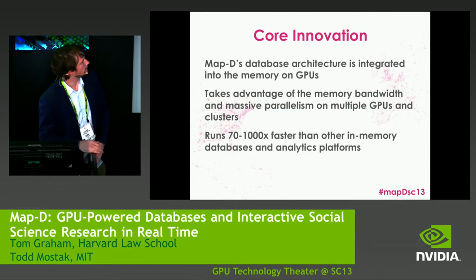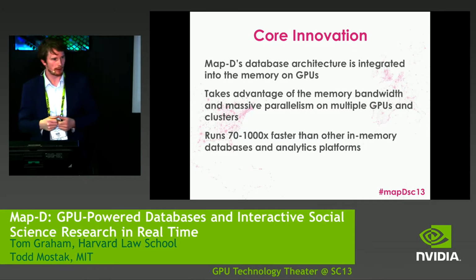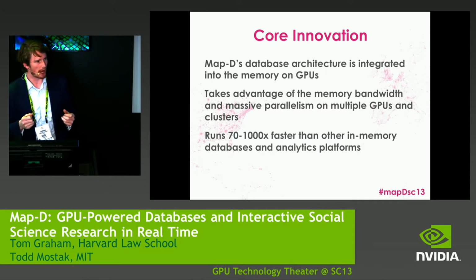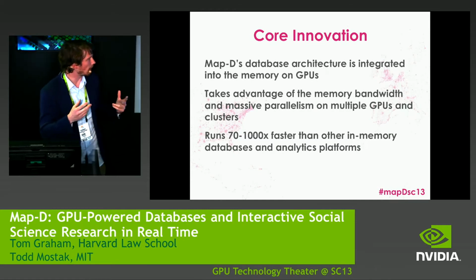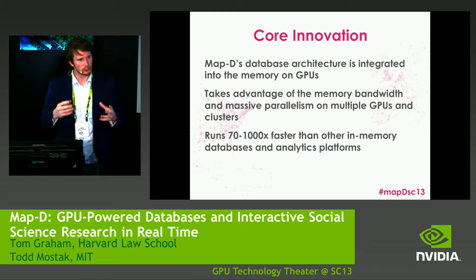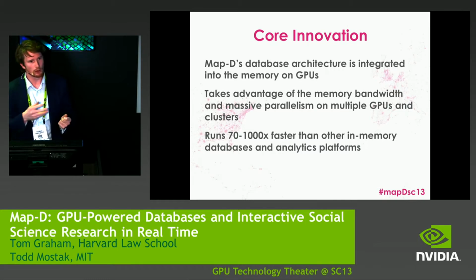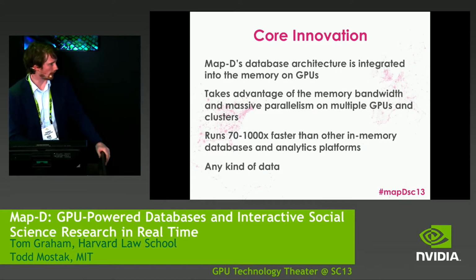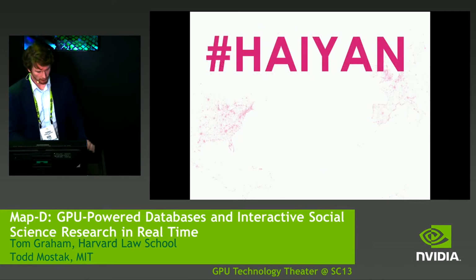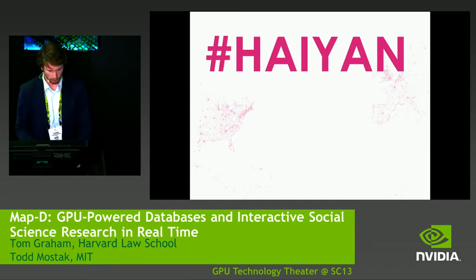What is MapD's core innovation? We took the full memory bandwidth and the parallelism on GPUs and from scratch coded an SQL database into that environment. So it runs about 70 to 1,000 times faster than other in-memory database solutions for big data analytics. Because of all of that memory bandwidth on the GPUs, all of the threads, and all of the visualization power that you have coming out of GPUs. And we can use any kind of data because we're an SQL database. So let's flip over to our demonstration and give you a little taste of what it looks like.